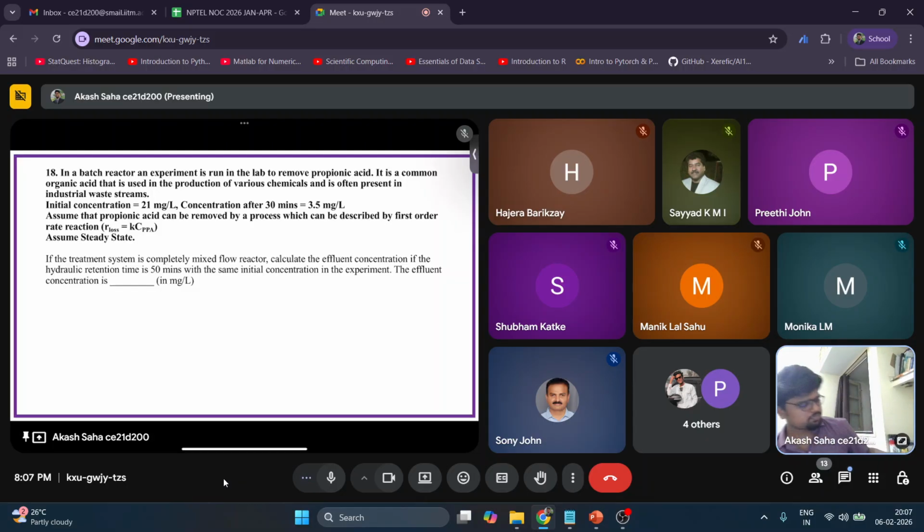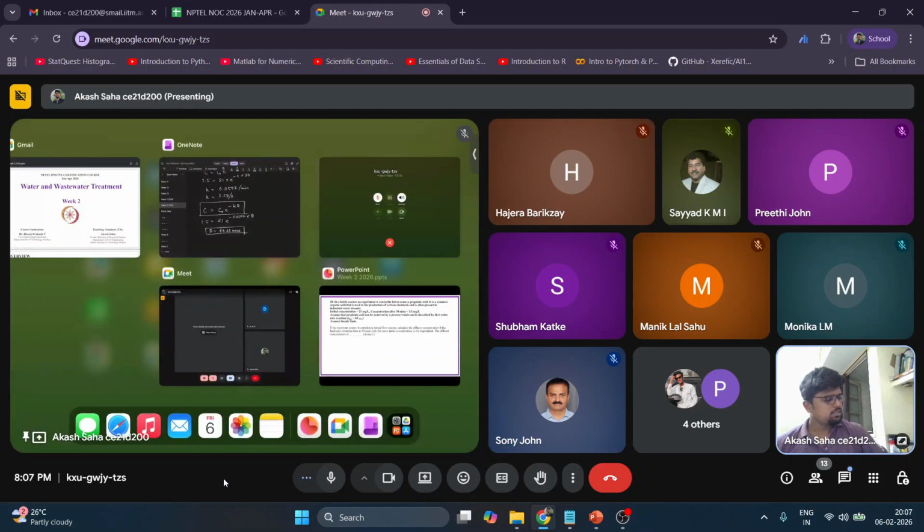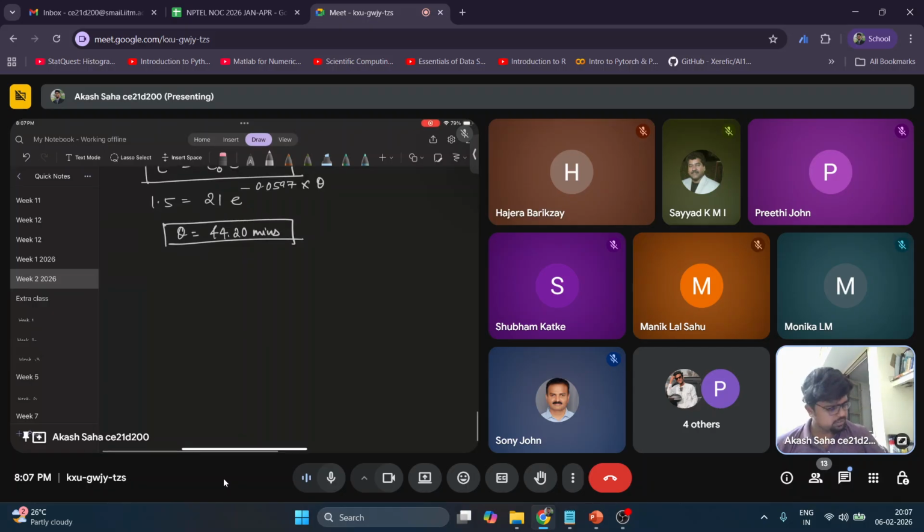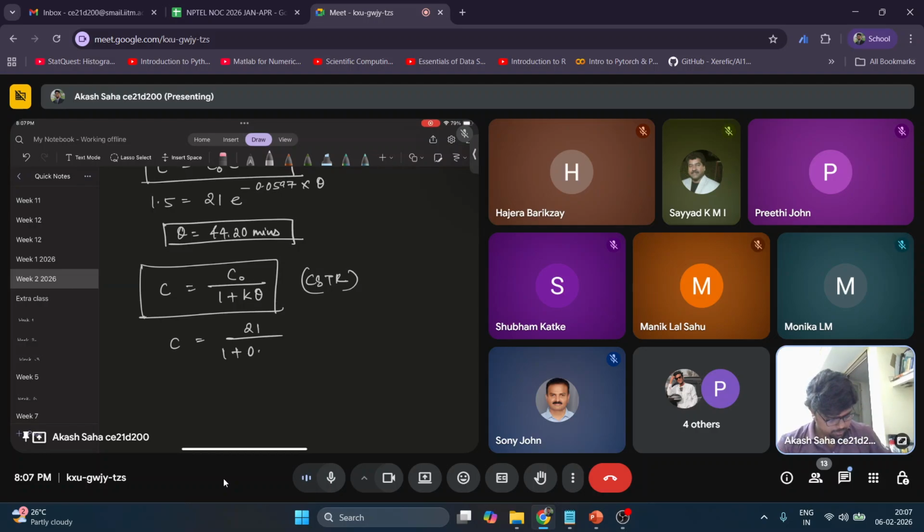So here again, for CSTR, the equation as we derived is C is equal to C naught by 1 plus K theta. Okay, so instead of V by Q, I am directly writing it as theta. So this is the equation for the CSTR. So here C we don't know. C naught is 21, 1 plus 0.0597 into theta, which is 50 minutes. So I will get C as 5.27 milligram per liter.